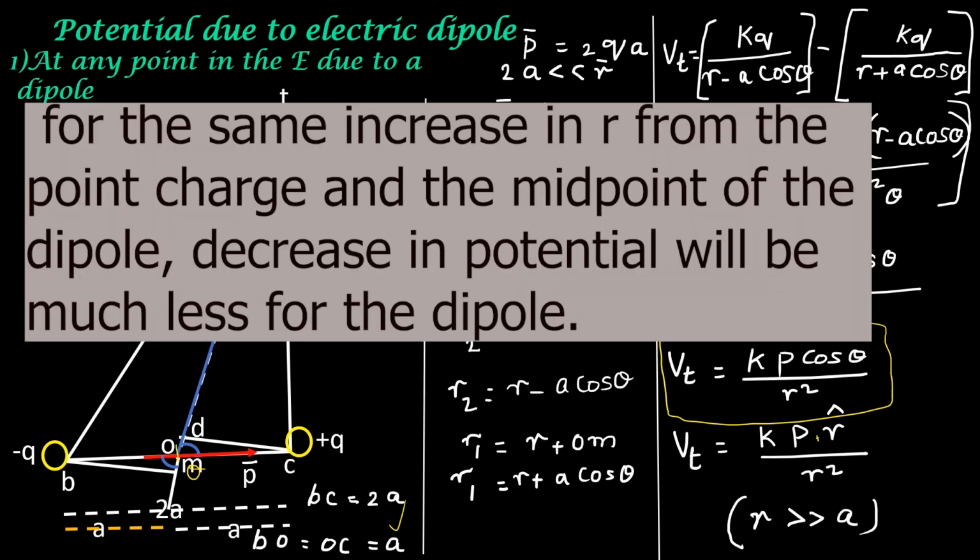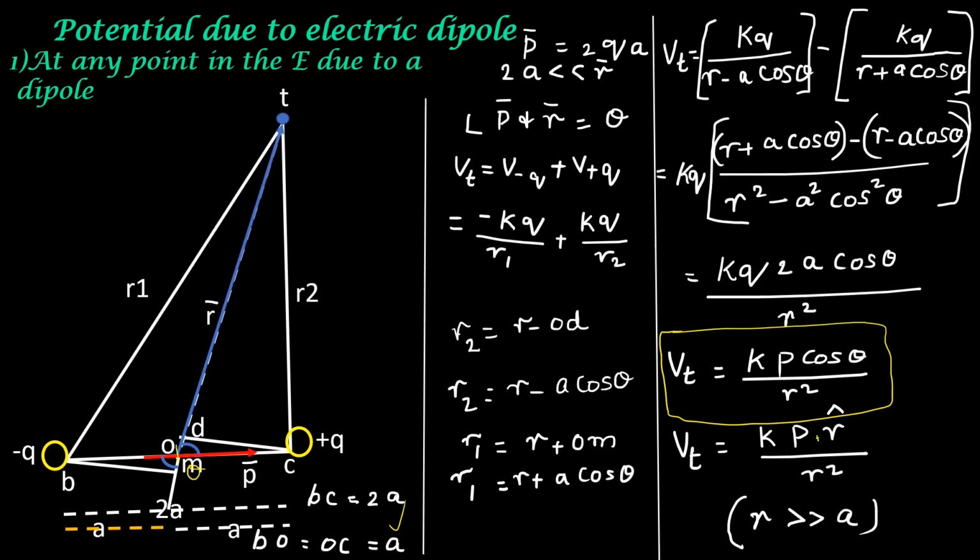That means for the same increase in distance of the point from the point charge or from the midpoint of the electric dipole, the decrease in potential will be much less for the electric dipole than for the point charge. Such questions are asked for the examination.